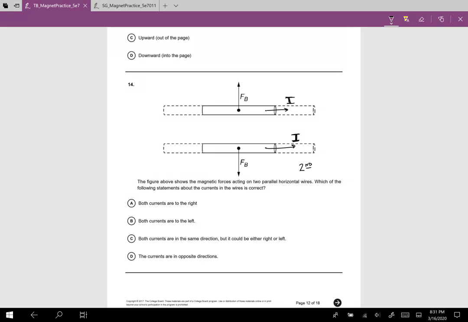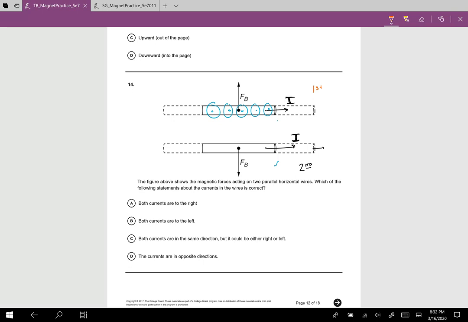And if our thumb is in the direction of our current, then our fingers are going to wrap around. So over here, we have a magnetic field created by the bottom wire that is pointing out of the page. We got our symbol for out of the page. And then we can analyze this wire and use our first right-hand rule. So based on our first right-hand rule, if our current is going to the right, our magnetic field is going out of the page, then our force points downwards. So that's not good.